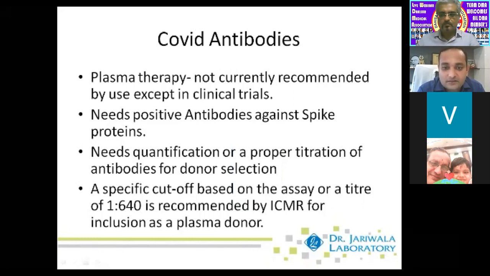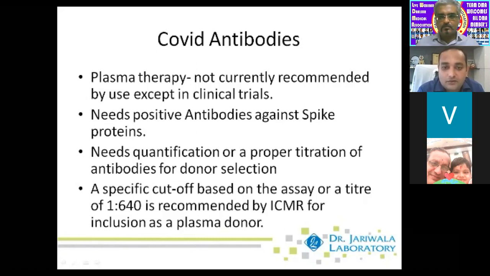A few days back, in the month of September, ICMR again came out with a specific guideline for selection of a patient as a donor. ICMR says that there has to be antibodies against spike proteins, which is the first criterion. Then they have said that the lab reporting the spike proteins needs to have a fixed cutoff based on the assay which they are using. If that is not available, then a titer of 1 in 640 is recommended.